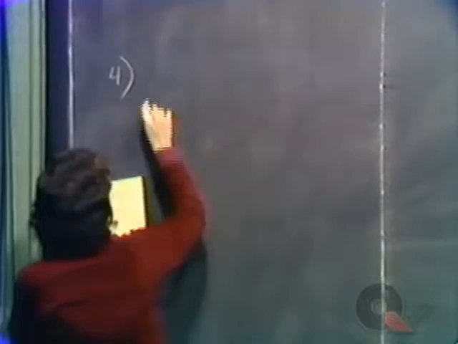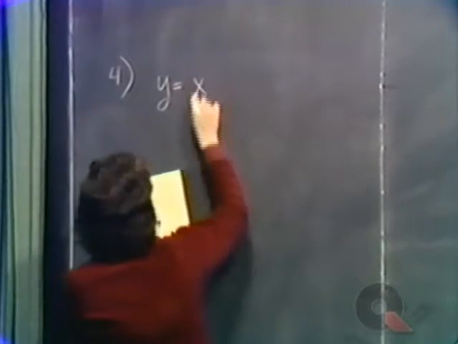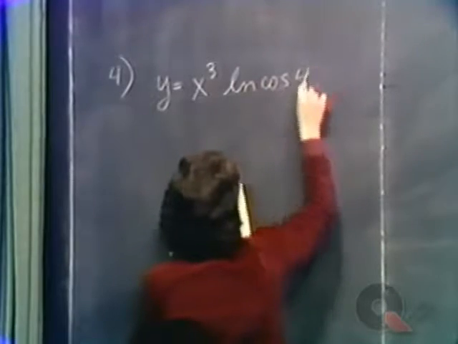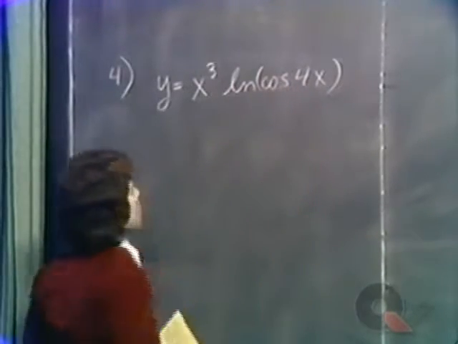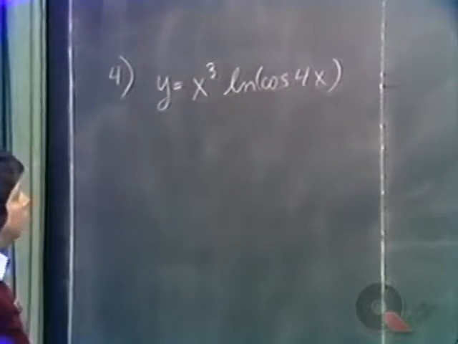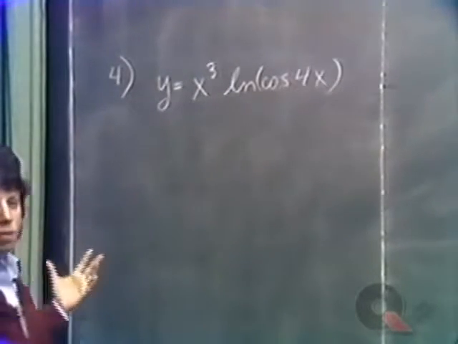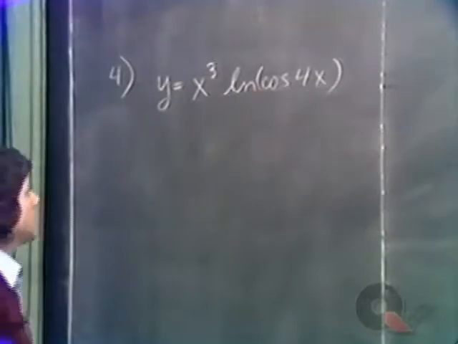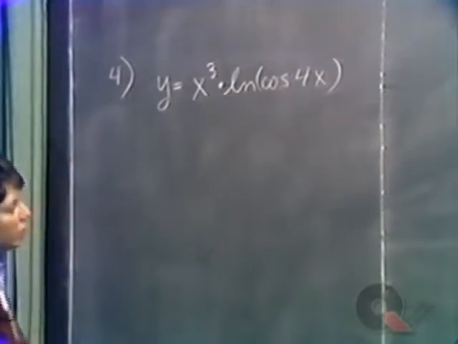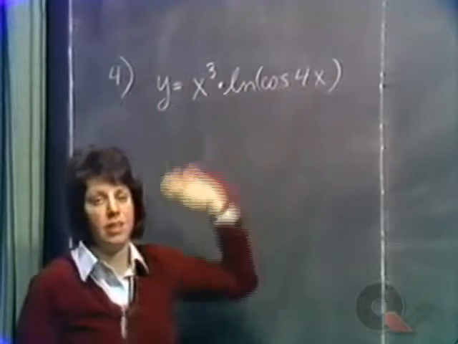In our next example, we have the following. y equals x cubed natural log of the cosine of 4x. Okay, so we have to ask ourselves primarily what kind of a problem is this? And we say that this is essentially an example of the product rule. This is like f of x times g of x. It is a product.